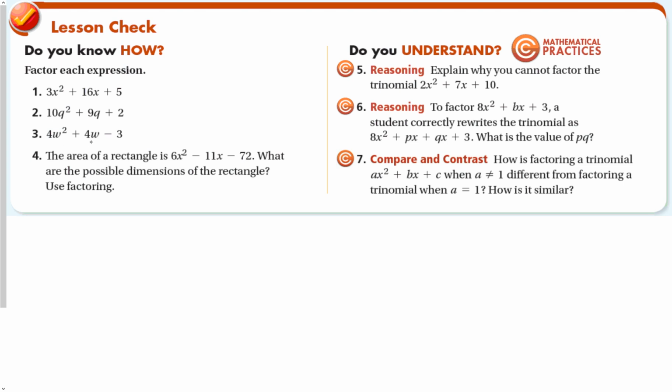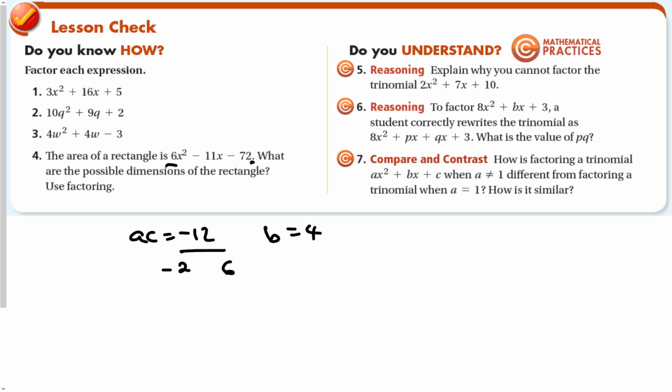Quick look at this one. Factors of 12 that subtract to 4. So AC is negative 12. B is 4. That means the bigger number must be positive. And that would be negative 2 and 6. Okay? And then use that to factor.